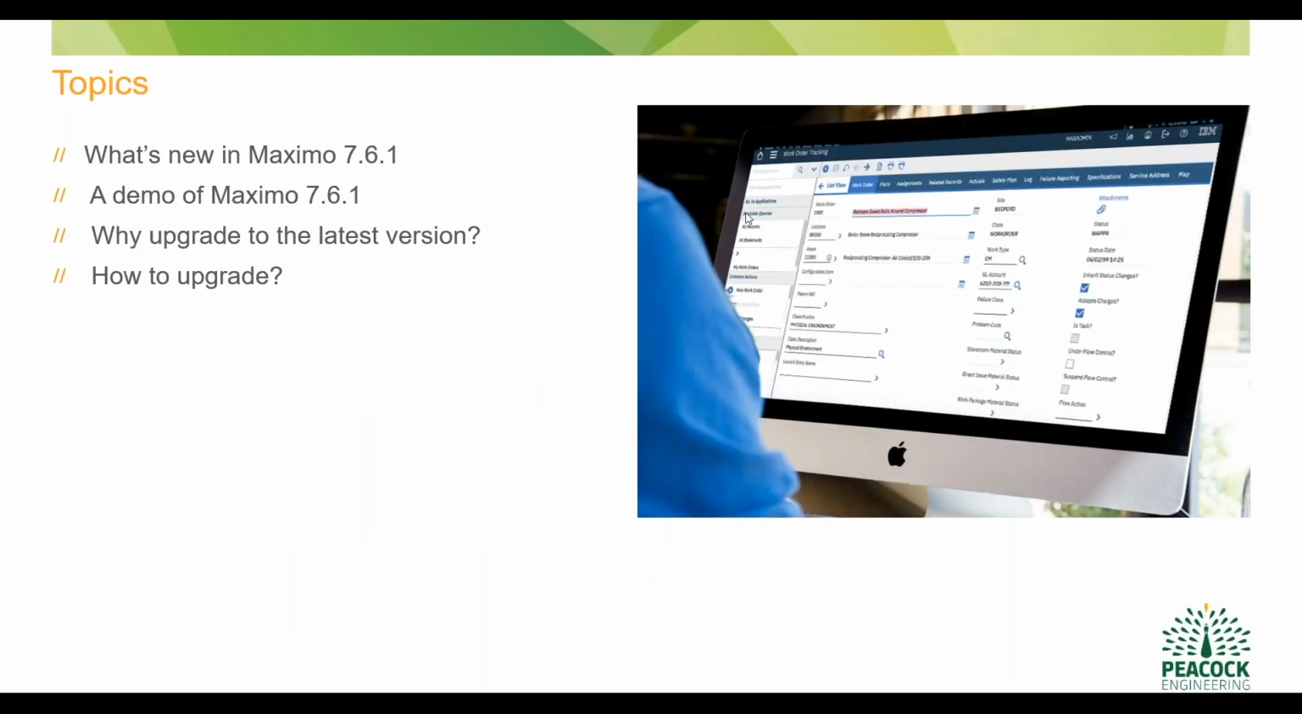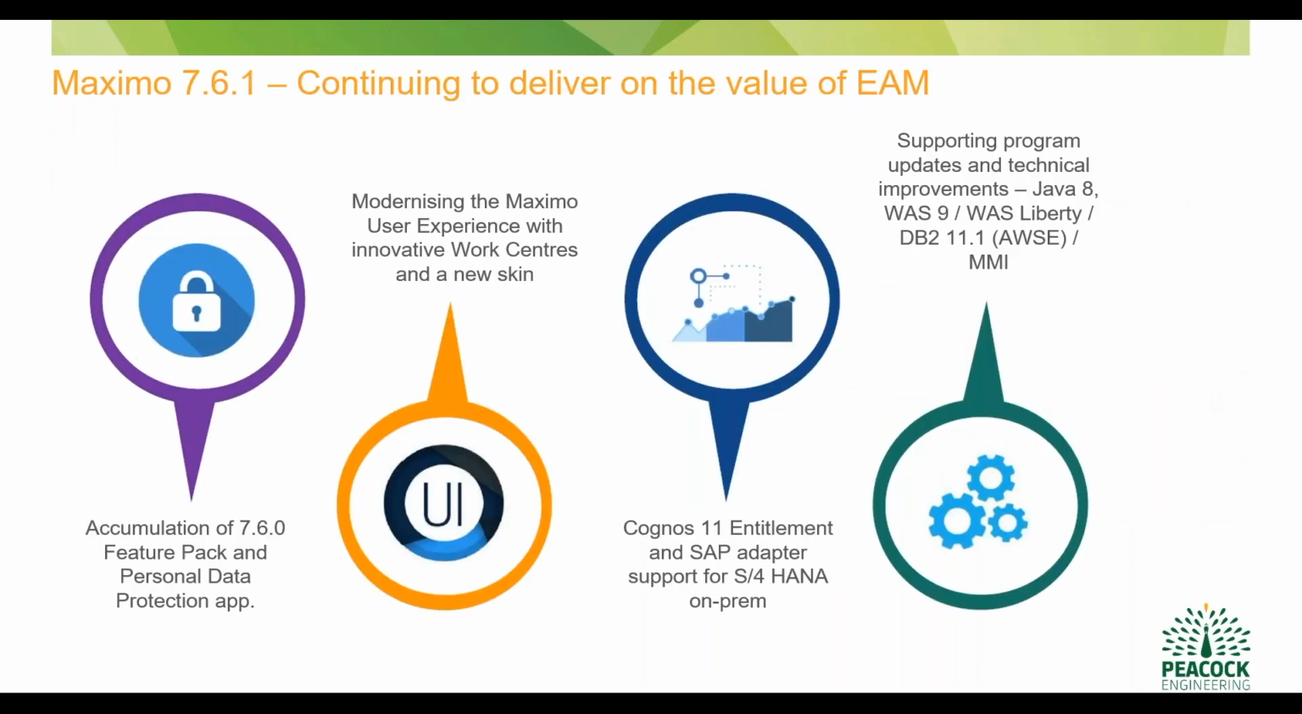Okay, so we're just going to go through what's new in 7.6.1, a bit of a demo, why upgrade to the latest version, and how to upgrade. Within 7.6.1 there's continued delivery against the EAM. IBM continue to invest in Maximo, trying to break out into some new web design or new screen design, and trying to break away from the classic Maximo, as they're calling it now.